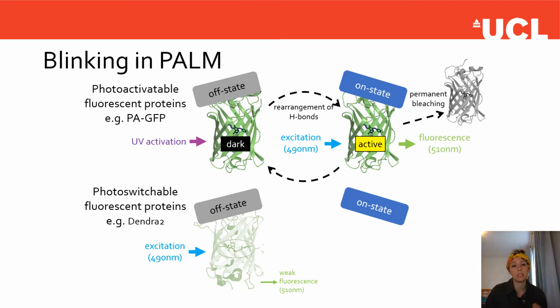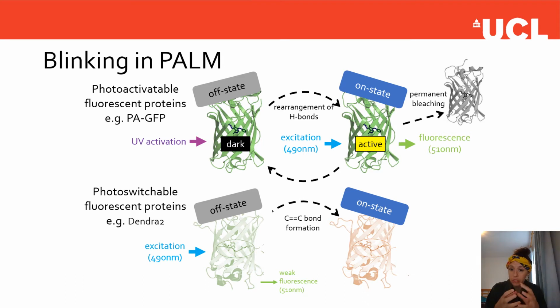But the other thing that happens when you excite this off state of Dendra-2 is, again, a change in the chromophore structure in the center, in this case carbon-carbon double bond formation. In Dendra-2, illuminating with 490 nanometers can turn this green fluorophore into a red fluorophore. If we then also put on some excitation light at 561 nanometers, we'll get lots of red fluorescence.